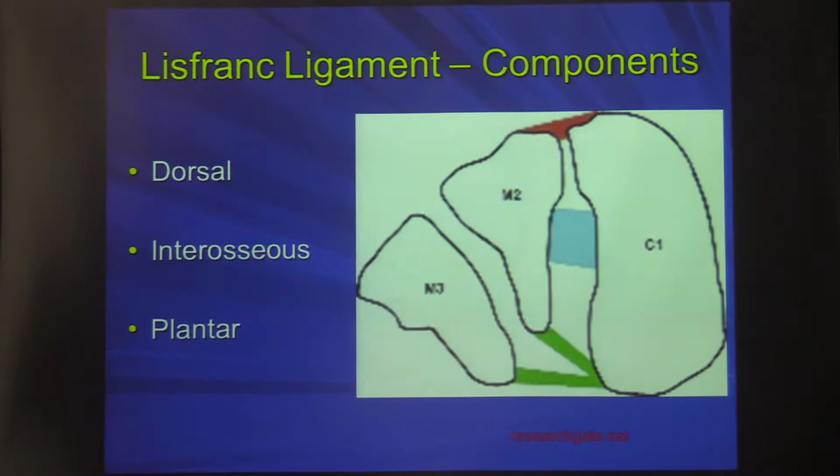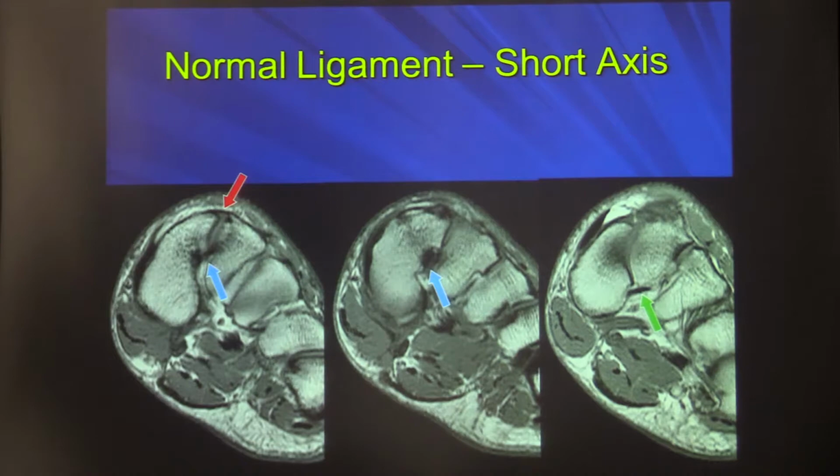Now, there are actually three components to the Lisfranc ligament. The one that we focus on principally is this thick central component, the interosseous component, which can sometimes be divided up into two bands. There is a small dorsal component, and then there's a variable plantar component, which sometimes has two limbs. Here are some normal examinations in short axis, T1 weighted scans. The blue arrows indicate the interosseous component. You can see it on a couple of images as it's coursing. The green arrow, the plantar component, and the red arrow, the dorsal component.